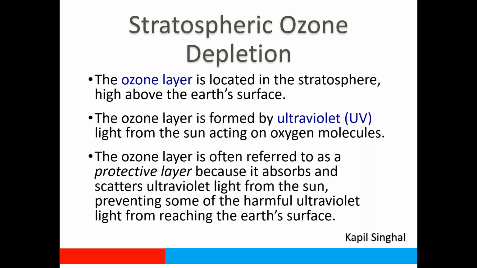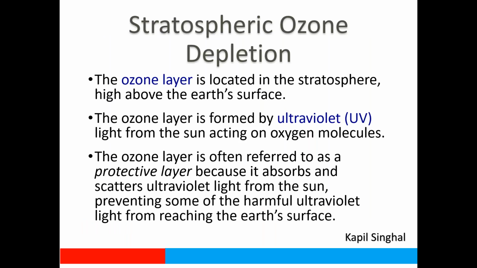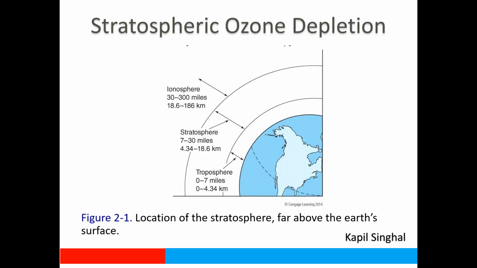Fine. So ozone depletion. Now, when we talk of ozone depletion, we need to first understand the ozone layer. From this chart, you can see from the Earth's surface you have troposphere, then stratosphere, and then ionosphere. And the stratosphere is where the ozone layer lies. Now, this ozone layer is actually formed from oxygen molecules. Ultraviolet radiations break the oxygen molecule and make ozone. This ozone layer acts as a protective layer because it absorbs a lot of these ultraviolet radiations, which if they reach Earth are going to harm human beings.